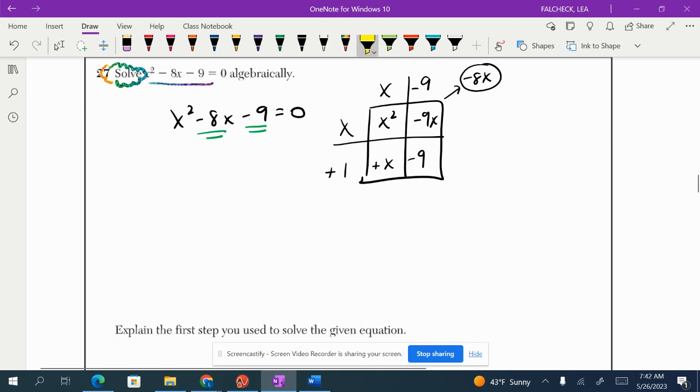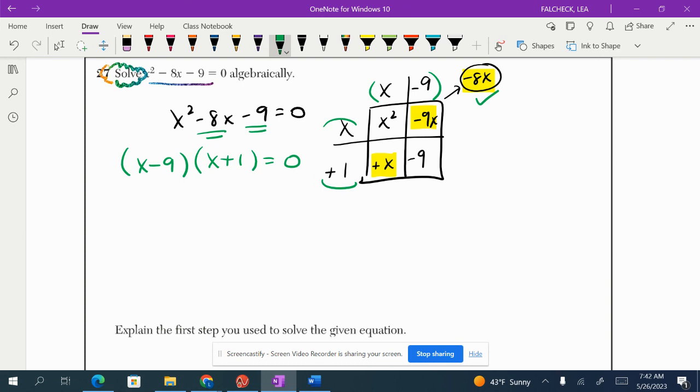So now I'm going to double check my answers. Does positive x minus 9x equal -8x? It sure does. Therefore, these pieces become my factors. It's still set equal to 0.